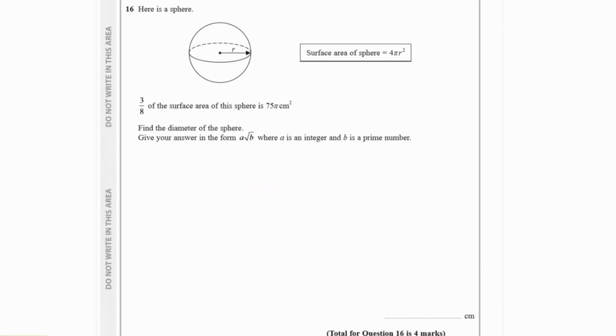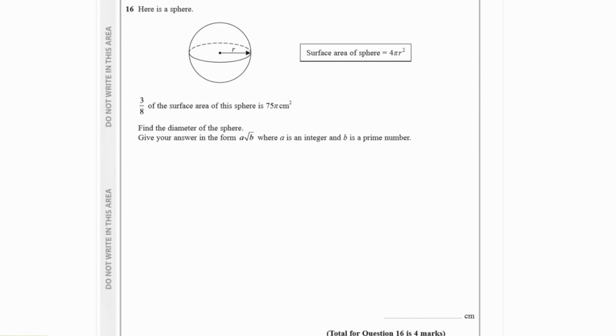Number 16. Here's a sphere. 3/8 of the surface area of this sphere is 75 pi centimeters squared. Find the diameter of the sphere. Give your answer in the form a root b, where a is an integer and b is a prime number.